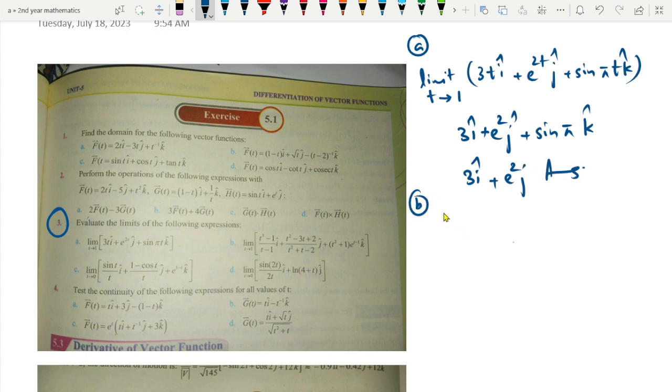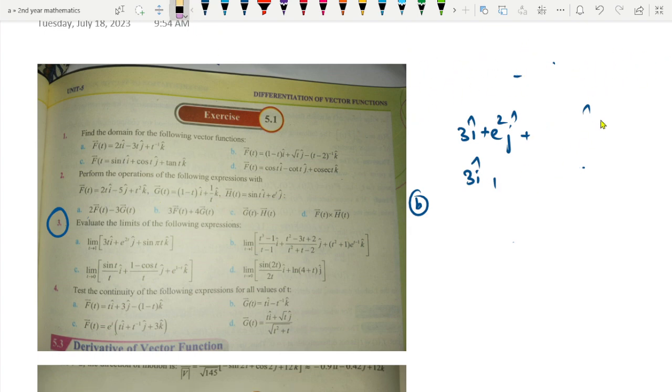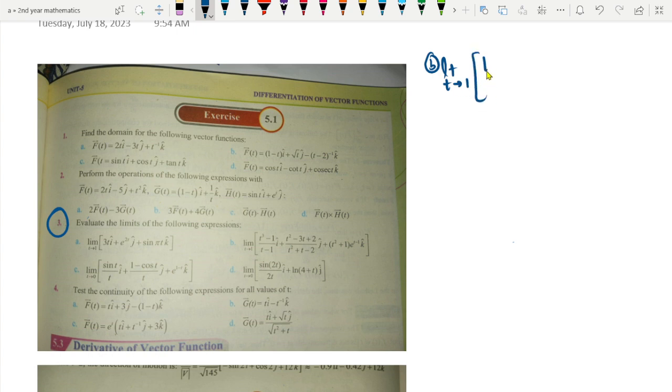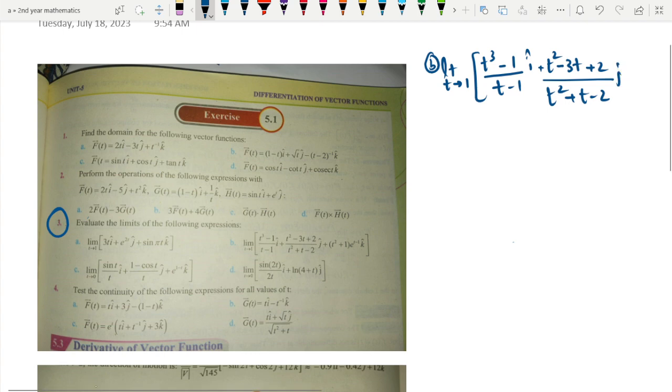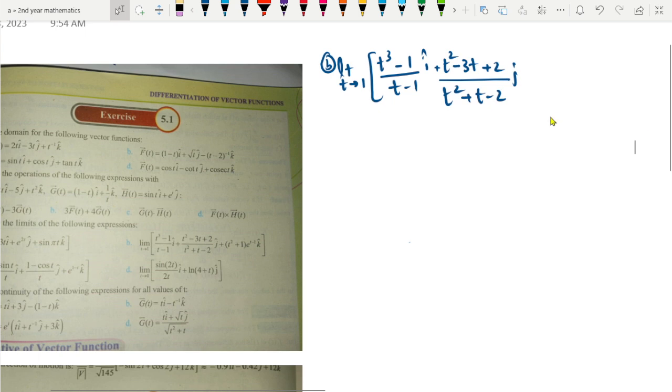So part B of this one is the limit as t approaches 1 of (t cube minus 1) over (t minus 1) i, plus (t square minus 3t plus 2) over (t square plus t minus 2) j, plus (t square plus 1) e^(t minus 1) k. So we will solve this question.